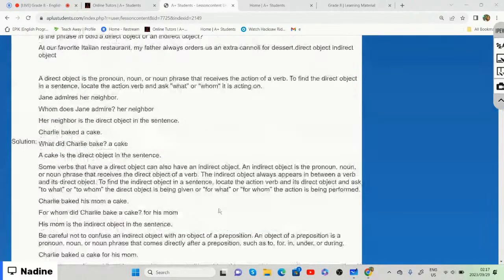So basically, a direct object is a pronoun, noun, or noun phrase that receives the action. And we need to ask ourselves what or whom it is acting on. That is, if we want to find the direct object within a sentence, then we need to ask what is it acting on or whom is it acting on.